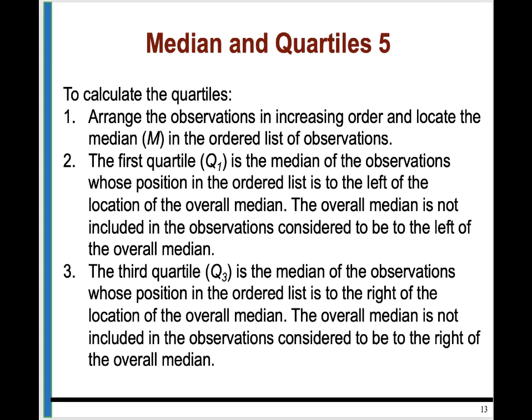Now the overall median is not going to be included in the observations when you're looking at the values to the left. So if you had an odd number of observations to begin with, then the median will not show up in this lower value. If you had an even number, remember you actually averaged the two middle numbers, and so neither of those numbers was actually representing the median, in which case those two middle numbers, one would go in the left side and the other would go in the right. To get the third quartile, you look at the median of the observations in that ordered list to the right of the median. You don't include the overall median for that one either.